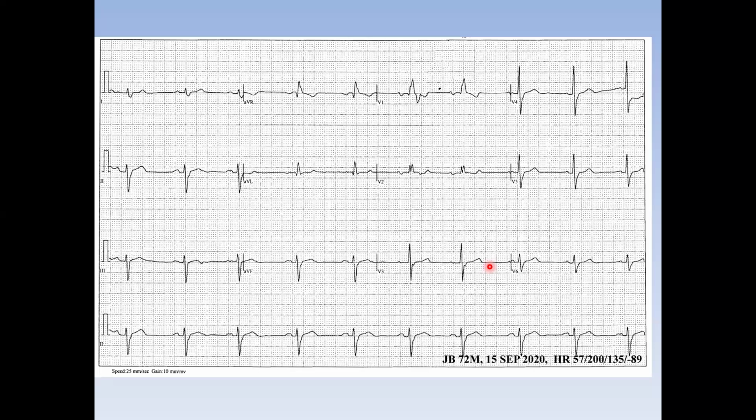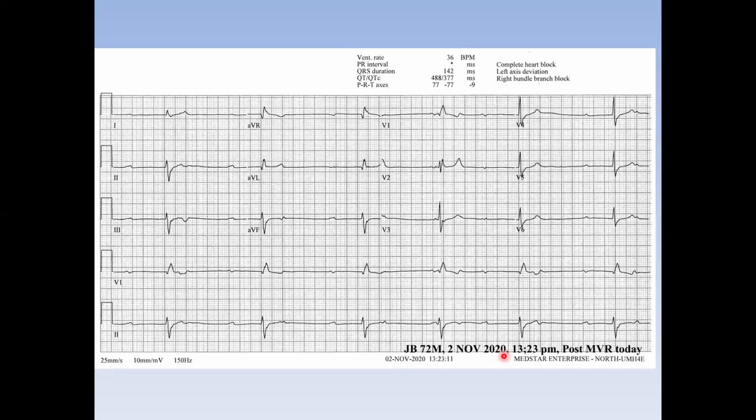Okay. So this is an interesting case. If you look at the date, 15 September, and then in November the patient gets mitral valve replacement. Anybody, any comment on this ECG? It's a complete heart block. Yes, that's what I thought. But how come this is irregular here?